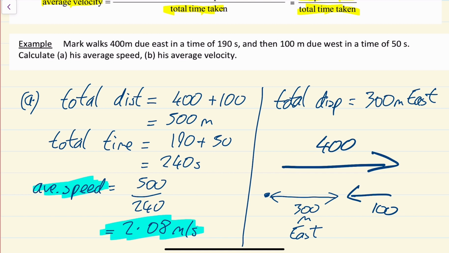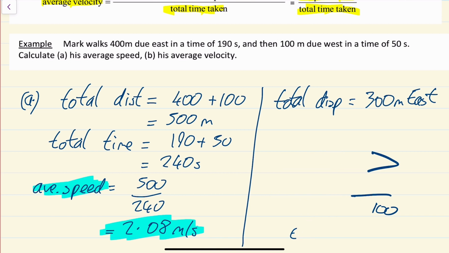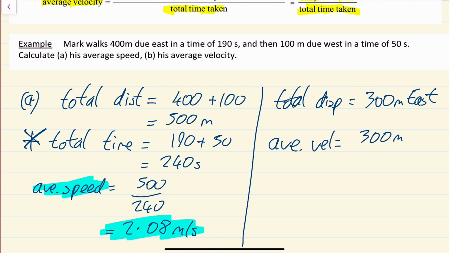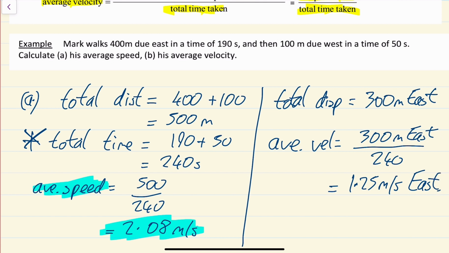I'm going to rub out this wee diagram here, and then we can just finish this off. My total time is the same as it was over here. So my average velocity is equal to my total displacement, which is 300 meters east, I'll just put that in, over my total time, which was 240. And if I did that on my calculator, I've got 1.25, and that's going to be meters per second, and you need to put the direction in as well, east, and that's it. So you can see distance, average speed and average velocity could be very different.